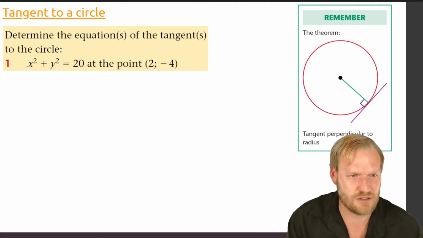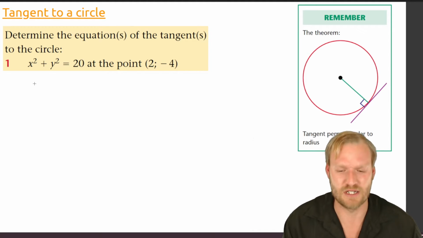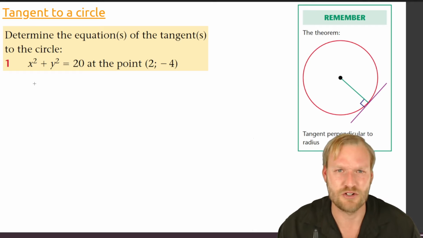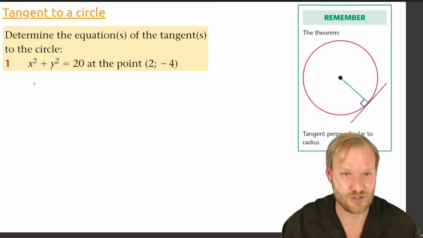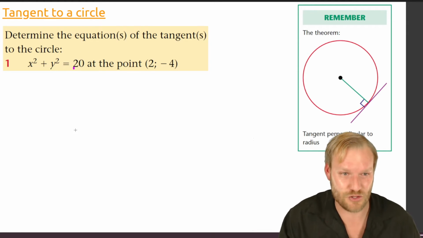We've got this circle, x squared plus y squared equals 20. Now, what's the center of that circle? It's centered at the origin, (0, 0). And what's its radius? The radius is the square root of 20. It's always that reminder that this is r squared.